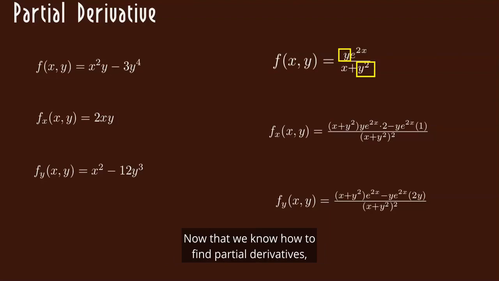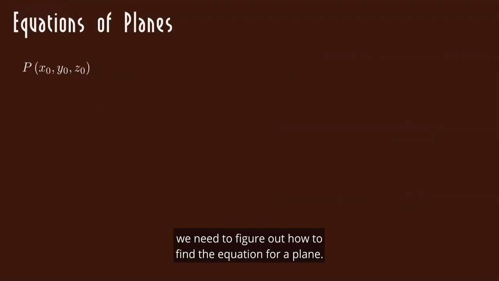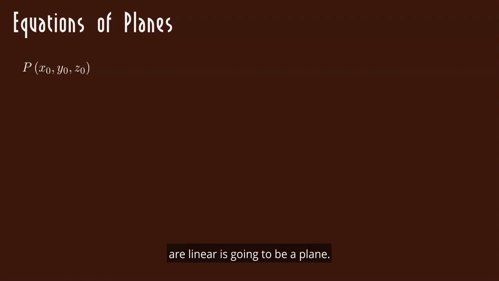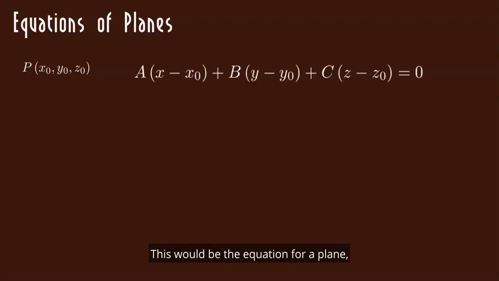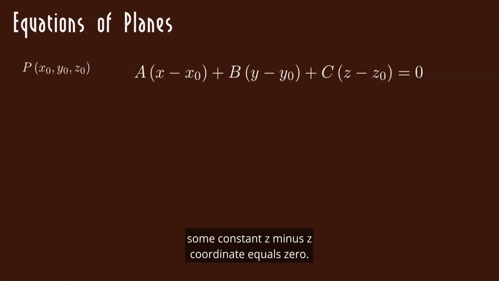Now that we know how to find partial derivatives, we need to figure out how to find the equation for a plane. Suppose I want a plane going through the point x0, y0, z0. We've already seen planes. Anything that's linear, where the variables x, y, and z are linear, is going to be a plane. Like your y equals mx plus b for lines, you have something similar for planes. This would be the equation for a plane. Some constant times x minus the x coordinate, some constant times y minus the y coordinate, some constant times z minus the z coordinate equals 0. This is called standard form.